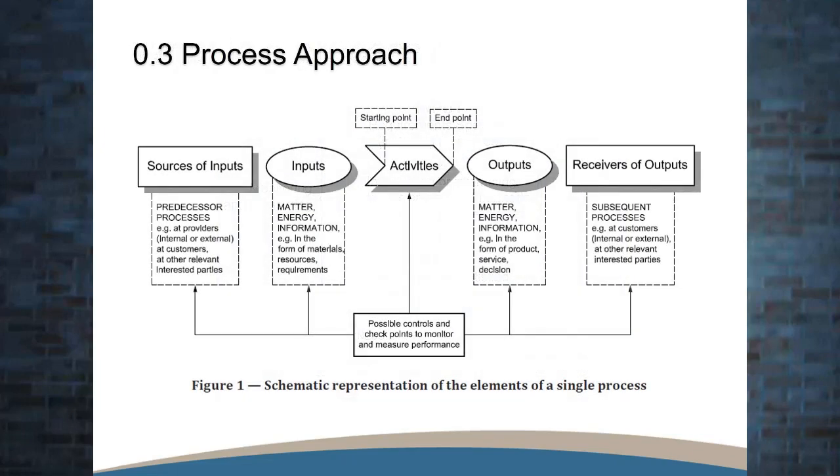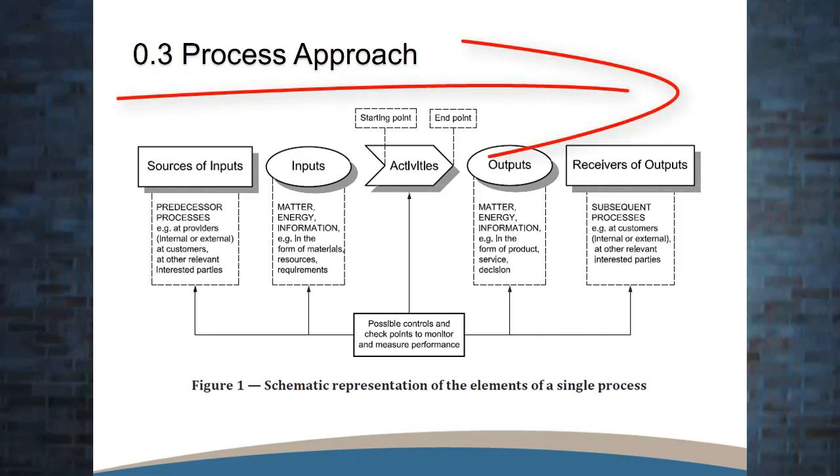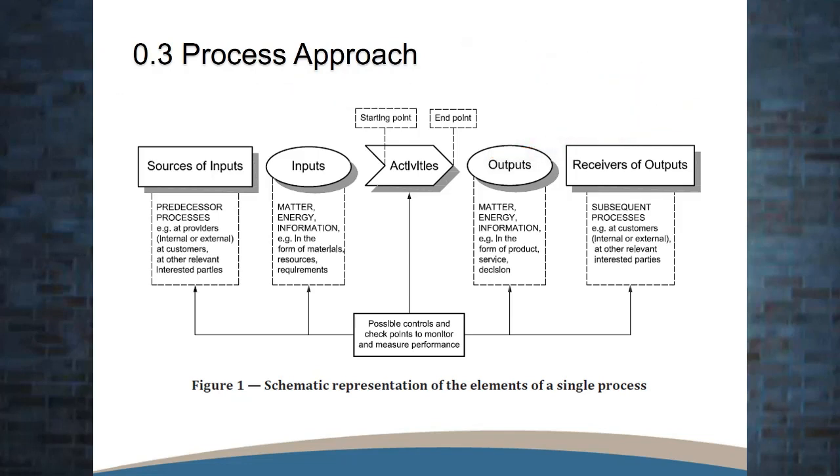The ISO 9001 standard at clause 0.3, process approach, has broken down a single process into the various elements of that single process. We have sources of input, inputs, activities, outputs, and receivers of outputs. This is a review. We saw this slide in an earlier module.